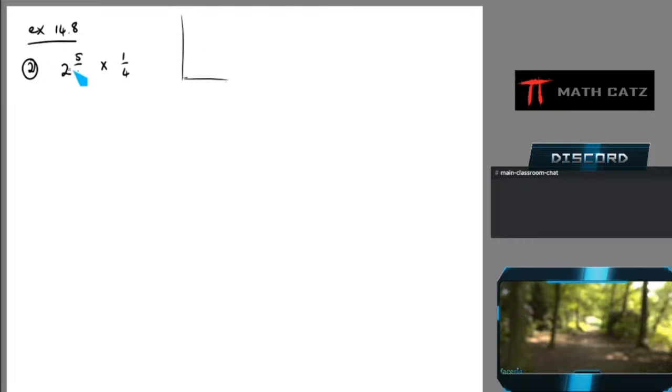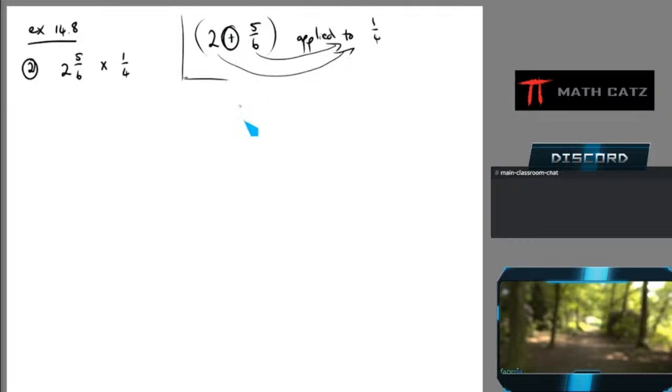I can see the 2 and 5/6 as 2 plus 5/6. Let's say it like this, applied to what we have. So that means I need to apply the 2, and then I need to apply the little fraction portion, and then put them together again with my intuitive addition. All right, so let's say we're going to split this up like so.